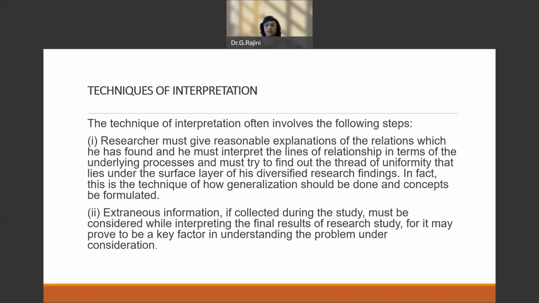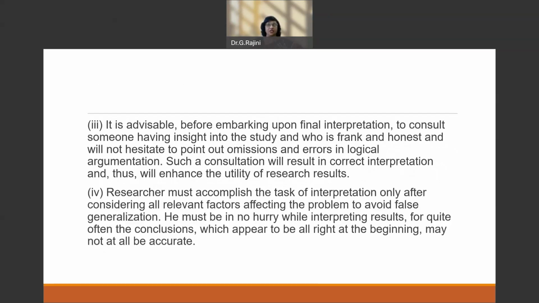There will be certain variables that deviate from the current study. They will not be significant at all throughout the study. So this common factor which you identify throughout the study has important implications for managerial decisions. Okay, so this is the technique of how you generalize, and it should be done, along with the concepts being formulated out of this particular research activity. And extraneous information, if collected during the study, must be considered while interpreting the final results of the research study, for it may prove to be a key factor in understanding the problem under consideration.